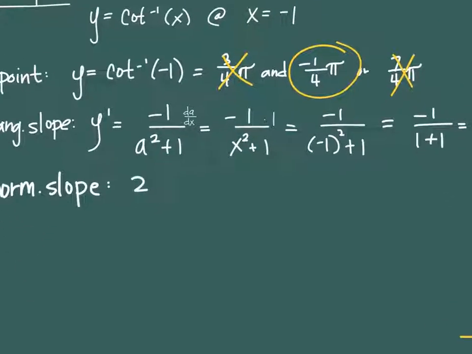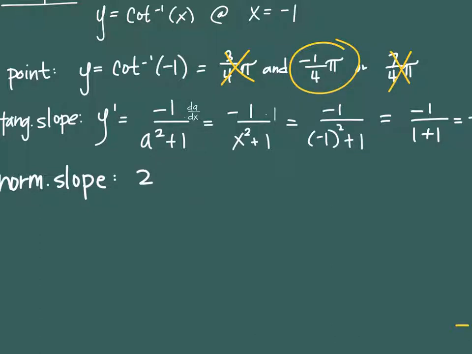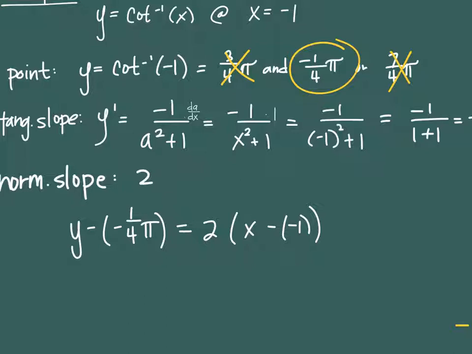All right, so we have our normal slope, so now we can write our normal line, which would be y minus the -π/4, which is my y value, the normal slope of 2, and x minus -1, which is my x value. So y plus π/4 equals 2 times (x plus 1).